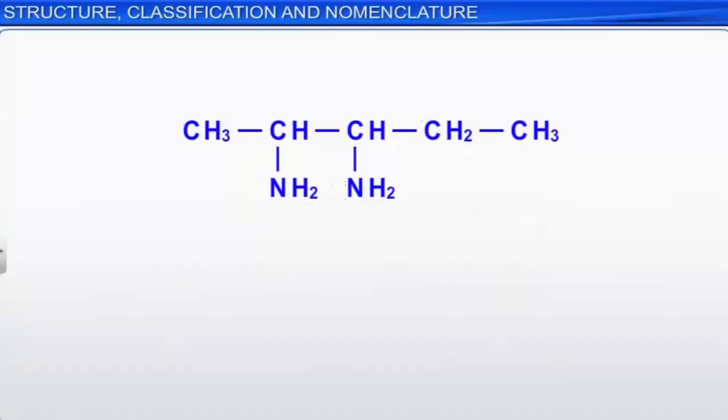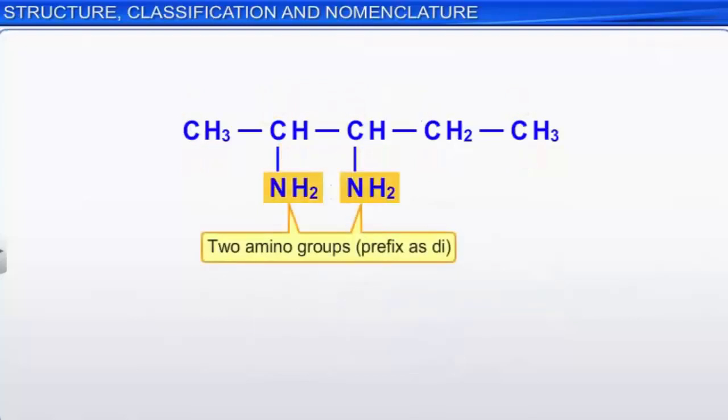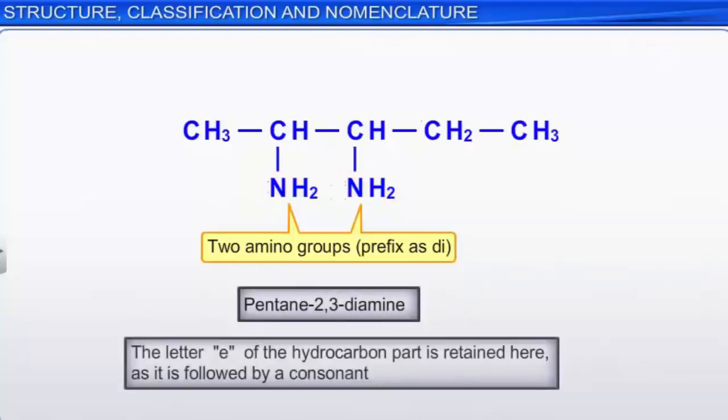If the compound has more than one amino group present at different carbon atoms in the chain, then the numbering should be done in such a way that the sum of the locants is the least. Depending on the number of amino groups present, a suitable prefix such as di or tri is attached to the amine. Thus, the name of the compound is pentan-2,3-diamine.